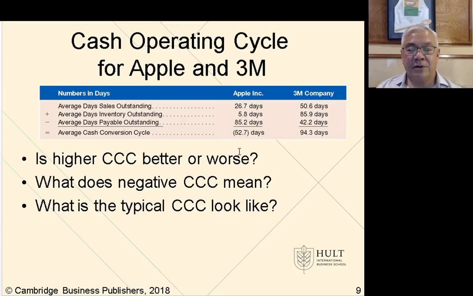And what does a more typical look like? More typical would be it takes 30 to 60 days to collect. It takes 30 to 60 days to sell. It takes 30 to 40 days to pay. And so in general, it's going to be a CCC of a positive number, typically in the 30 to 50 range, right? So 3M looks a little slow. Apple looks super fast. That's how we would interpret this.